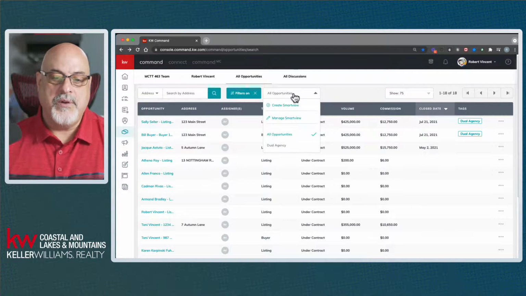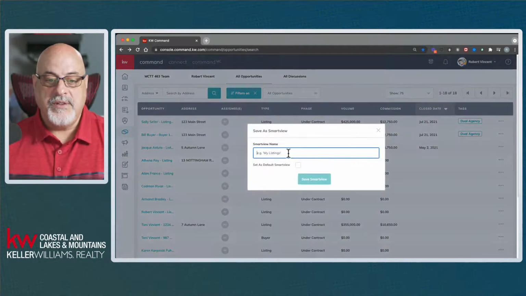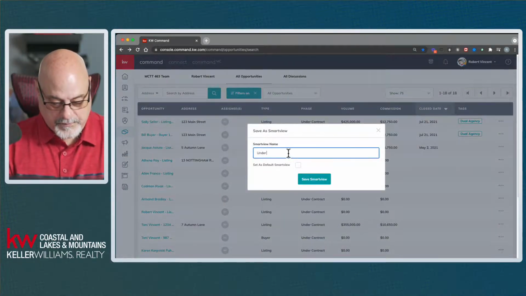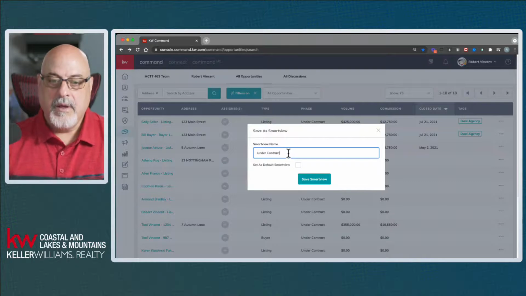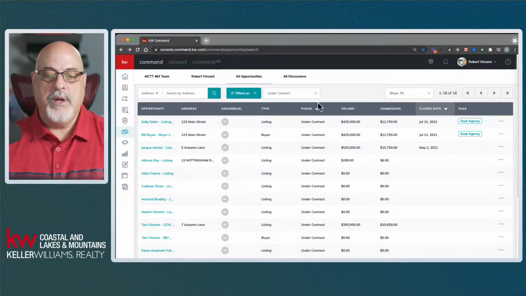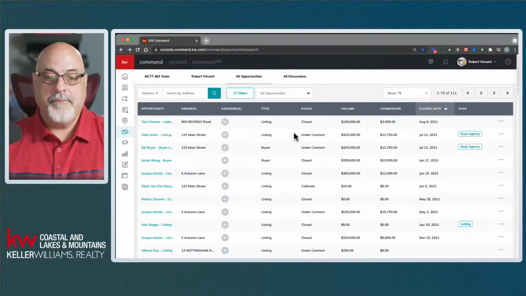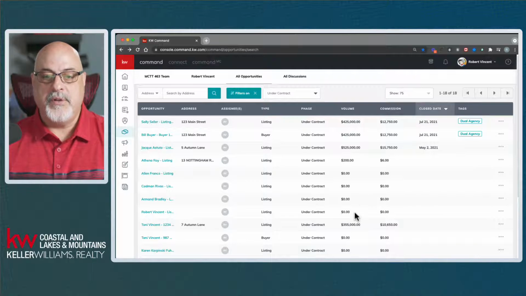I can come up here to where the name of the current view is, and I can create a smart view that says under contract. Okay. And I can say, yes, that's the view that I want to use. So I can go from all opportunities here and say, there's all the opportunities. There's 111 of them. Come up here and say, you know what? Just show me all of the under contract. Beautiful. There's all the under contract.